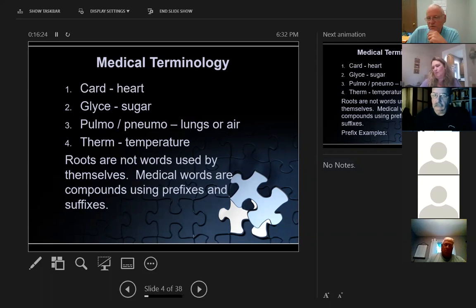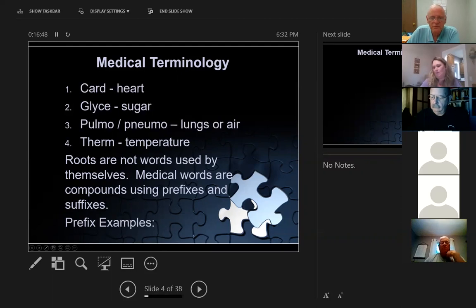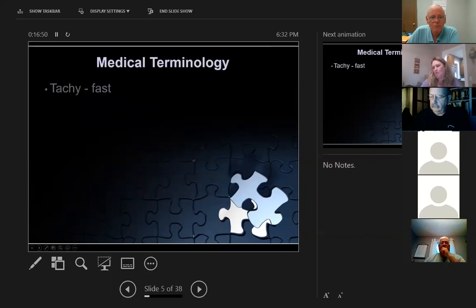But root words are not used by themselves. Medical words are compounds, and we use prefixes and suffixes and also combining forms to create these sometimes million-dollar words. And they can be multi-syllable words. I've seen some that are like 8 syllables long. It's incredible. Fortunately, at our level, we don't see those that much. So let's look at some prefix examples. And there's hundreds of these. We're just hitting a few to give you an idea of what we're talking about.